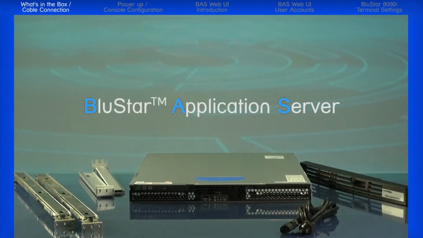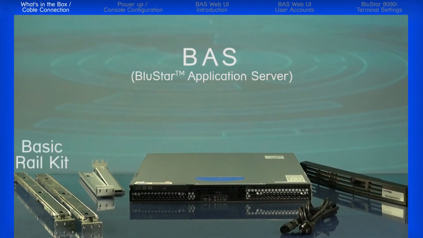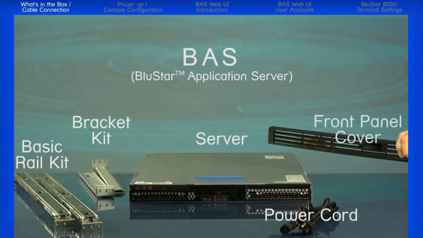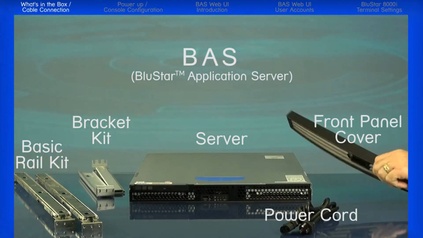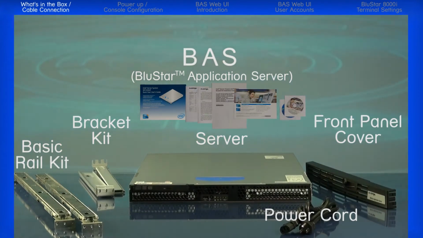When you order a BluStar application server, or BAS, I'll refer to the server hardware and software as a BAS throughout this tutorial. You will get a basic rail kit, a bracket kit, a server, a power cord, a front panel cover with lock and key, a quick start guide, and information specific to your server.